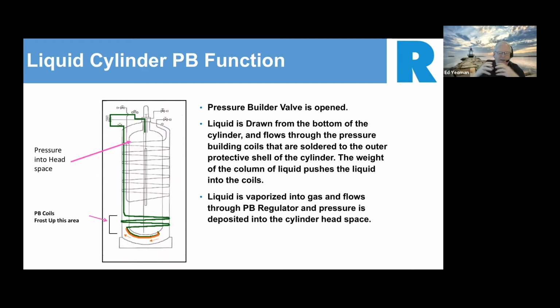The regulator has a Venturi type action to it that will create the pressure and push that pressure in the upper space of the liquid cylinder and push down on that liquid. And it will build that pressure until it reaches its preset value. And then the pressure builder will close and it will stop building pressure. On a DOT4L1 or 200, it's set to 125. On a 292, it's set to typically 300 PSI.